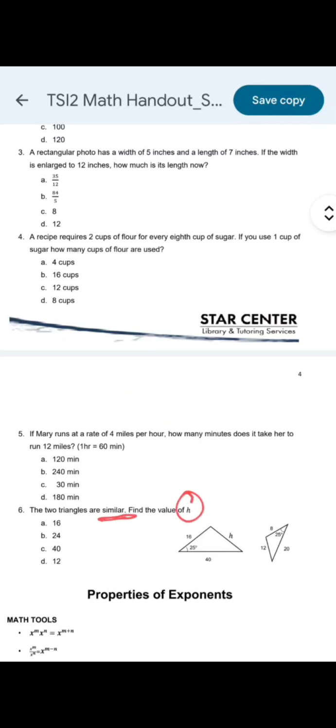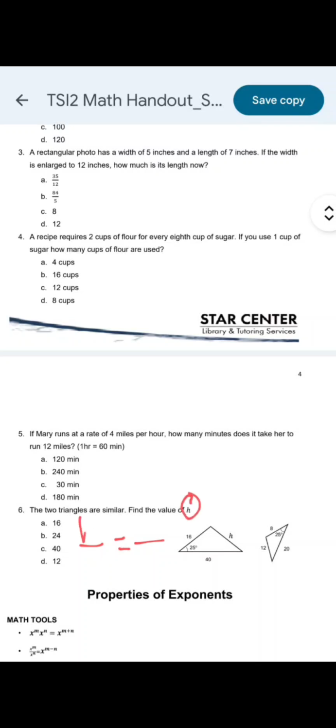These 2 triangles are similar. Find the value of h. So similar triangles have proportional sides. And that's just something you have to know. Similar triangles have proportional sides. So we're going to set up a proportion. And we are looking for the value of h.